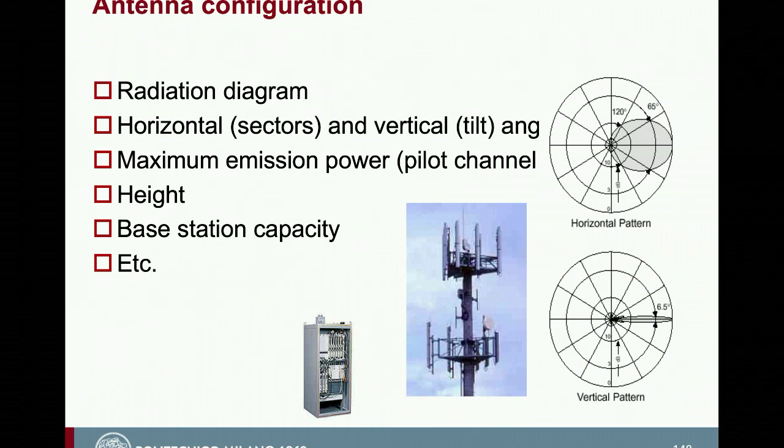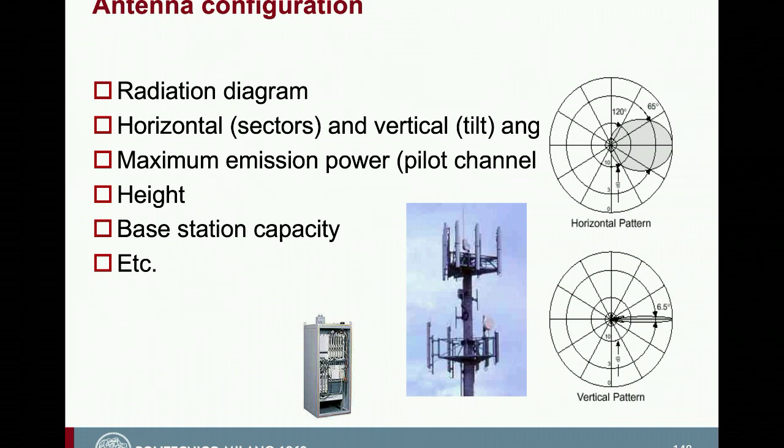The antenna configuration, as you know, can consider a number of different aspects. Of course, in case you are installing a new base station, you can decide which base station you want to install, and then of course the radiation diagram of the potential antennas that you want to install on your base station is one of the characteristics that you want to take a decision on.